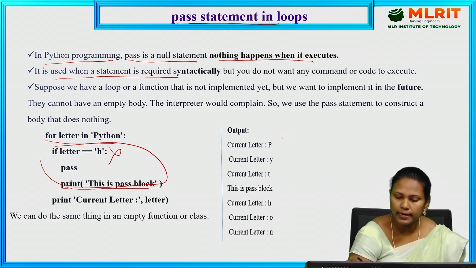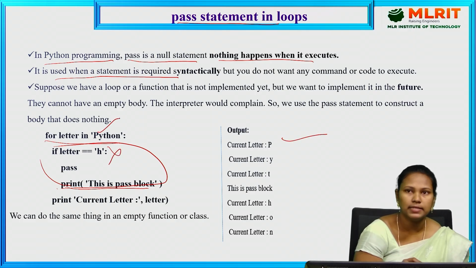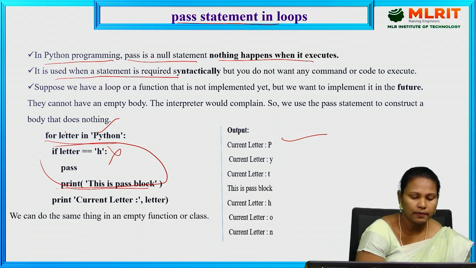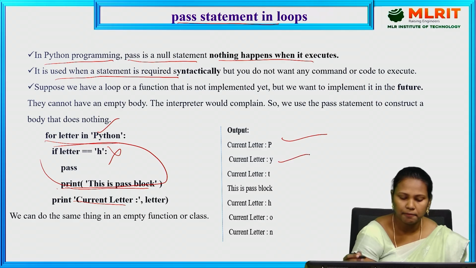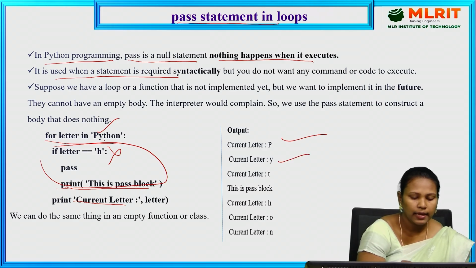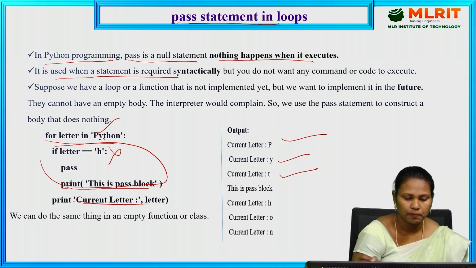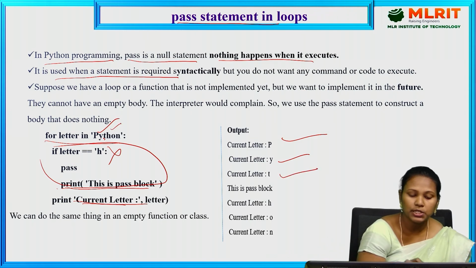So the current letter is p. Next, y is there. Letter equal to y, condition failed. So it prints current letter y. Next one, again it is incremented to t. Letter equal to t, so t equal to h, condition failed. Current letter is t. Next one, h. h equal to h, so the condition is true.